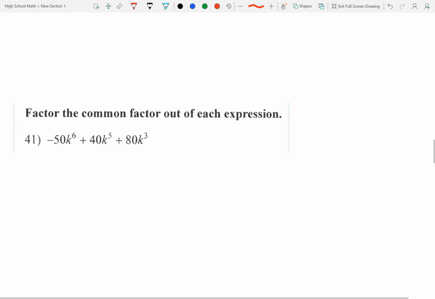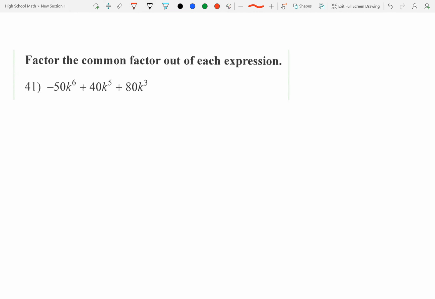Alright. Number 41. Factor out the common factor. The common factor they're talking about here, again, is our GCF, our greatest common factor. Notice they all have a k. So I can factor out a k, the least power. A k cubed will come out. Now we have 50, 40, and 80. Hopefully you realize 10 will divide all those numbers.